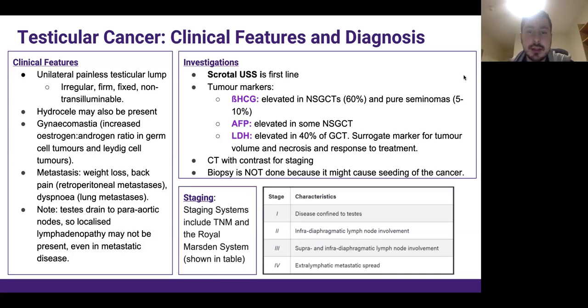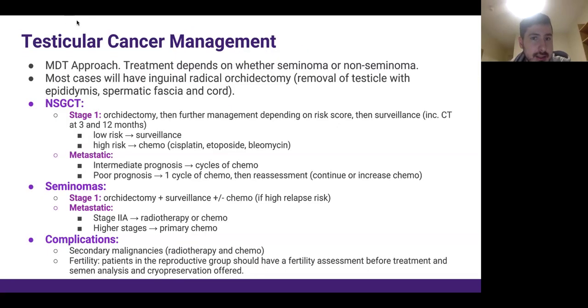What's the first investigation you do? You do assessment of the soft tissue, so the ultrasound of the scrotum will be the best. And you can also do some tumor markers, which are more relevant for the non-seminomas. So beta HCG, AFP, and LDH. And as always, TNM is a key staging technique.